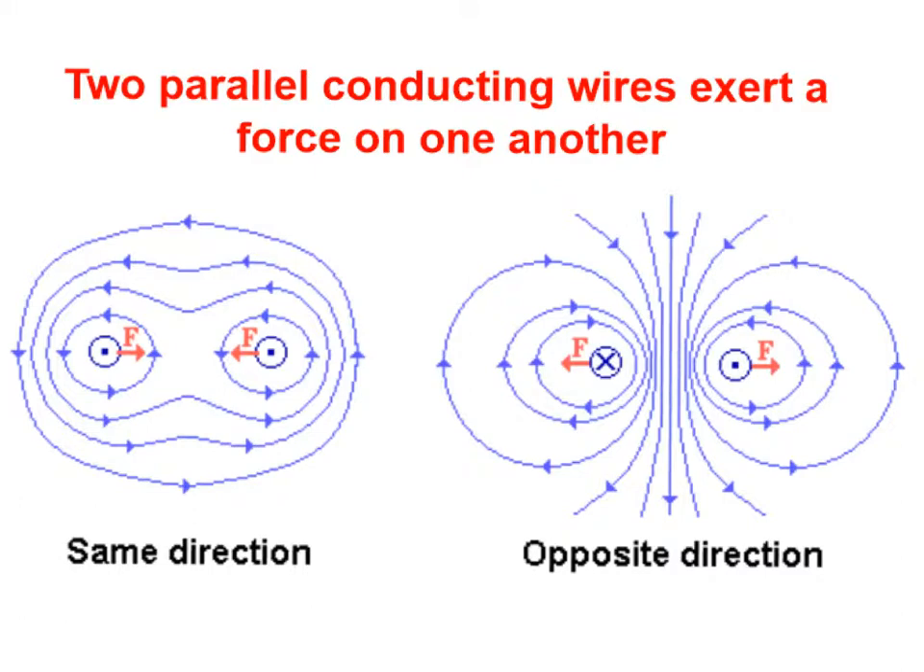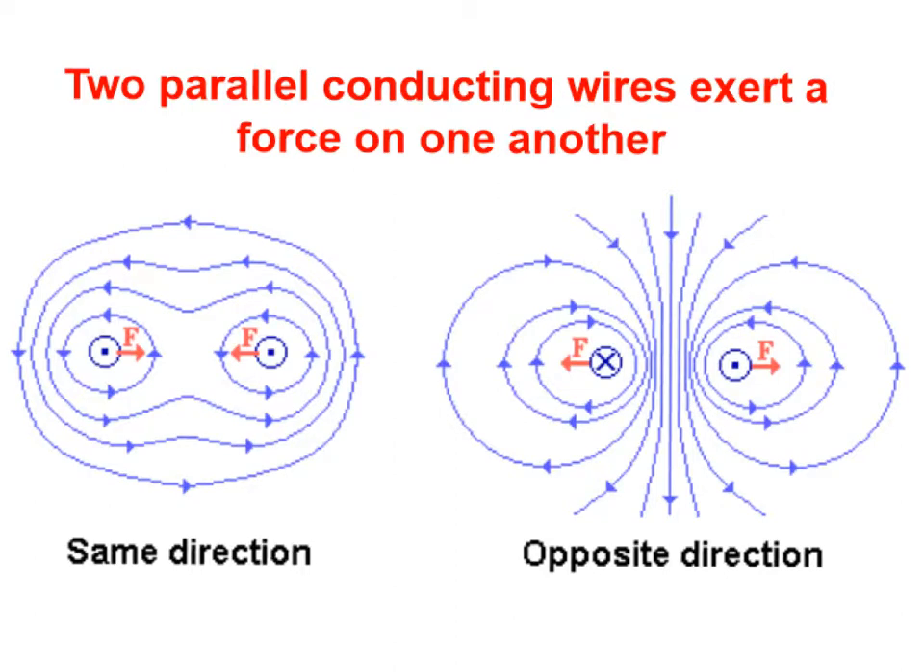Now, kind of an interesting thing happens if we put two parallel conducting wires near each other. And let's say we have two of these wires, and the currents are into the page. So this wire is coming toward us, and this wire, the current is coming toward us, in the same direction. If you use your right-hand rule, you will see that the force from this wire will be in this direction, the force from this wire will be in this direction, and they are going to actually be attracted to one another.